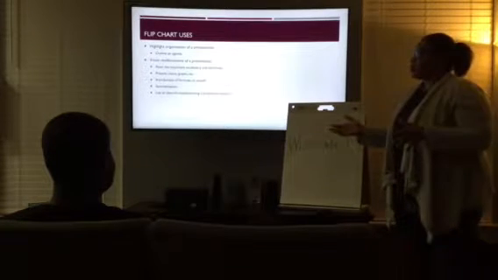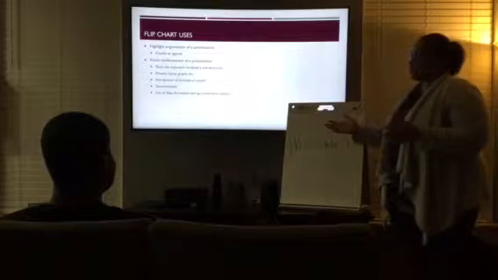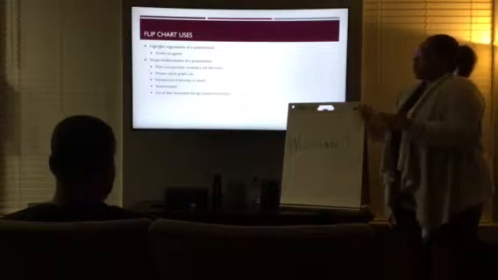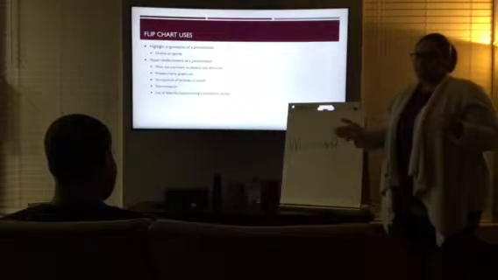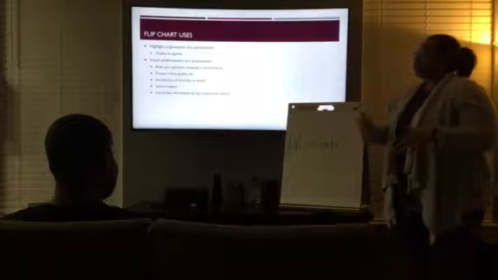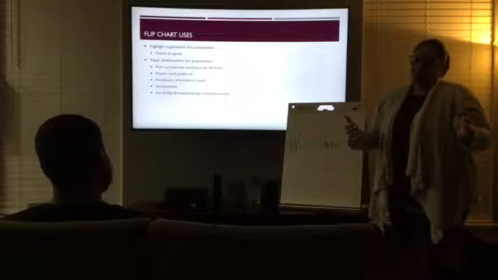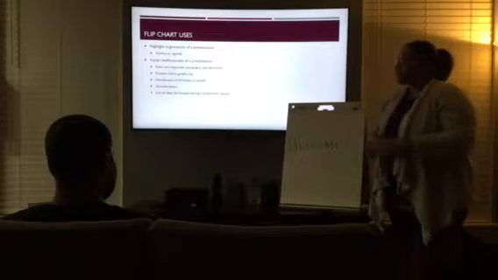Another good use for a flip chart is using it as a visual reinforcement of your presentation. So using it for things like pointing out important vocabulary or definitions that are important to your presentation, or presenting graphs and charts that are part of the content that you're presenting to your audience.